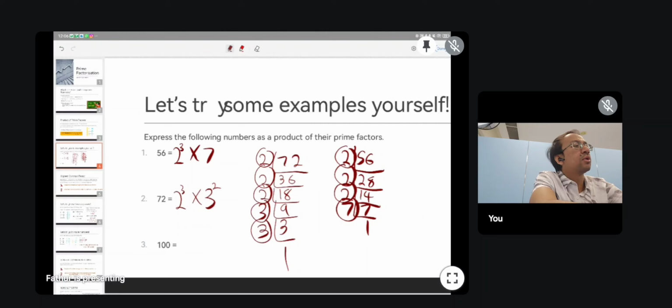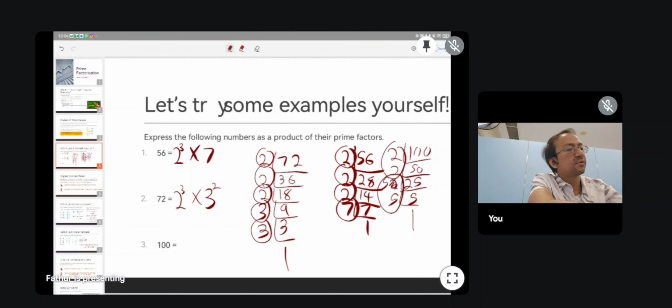Okay? So now 100 once again. So same thing, 100 divide by 2, you get 50. Divide by 2, 25. Divide by 2. Cannot divide 25 by 2, right? So the next prime number that can divide 25 will be 5. So I get 5. Divide by 5 again, I get 1. So I get 2 times 2 times 5 times 5. So which means 2 to the power of 2 times 5 to the power of 2.